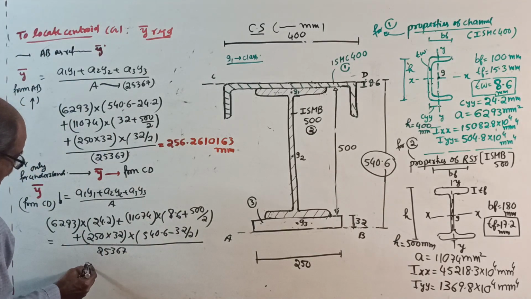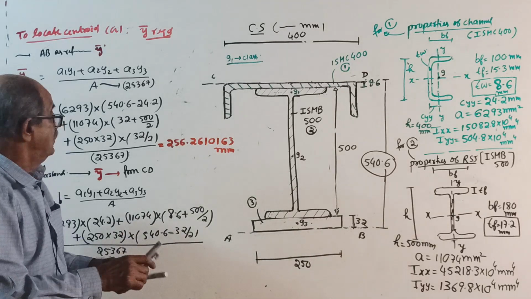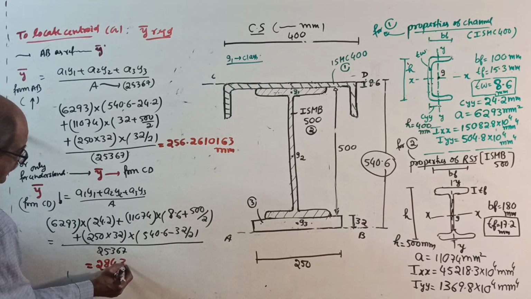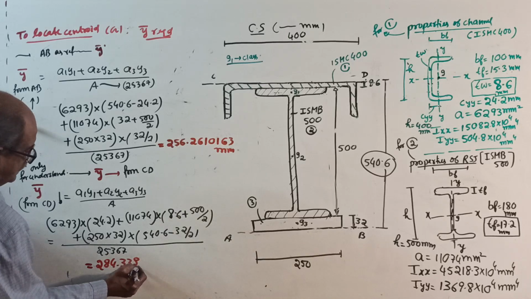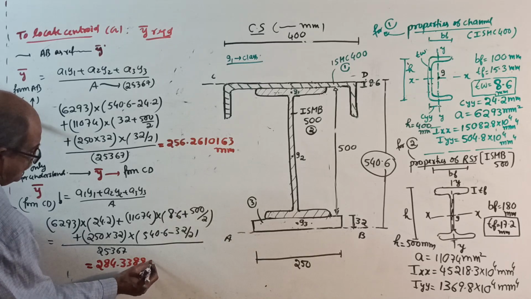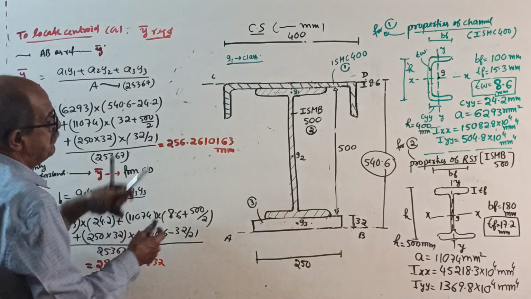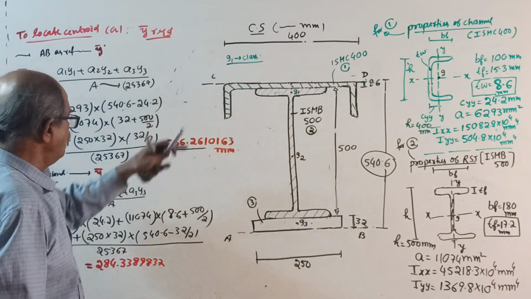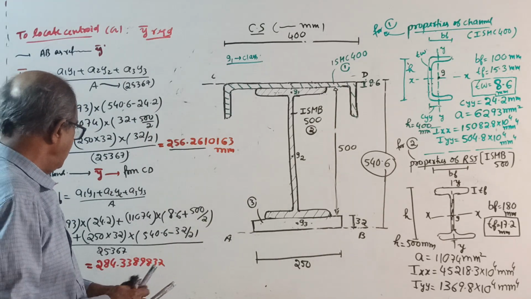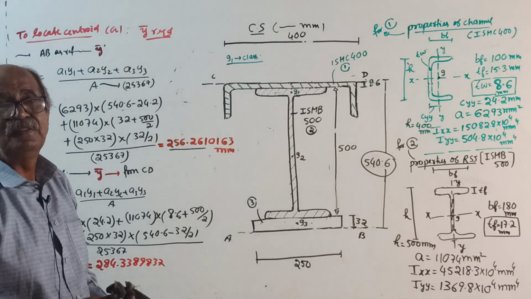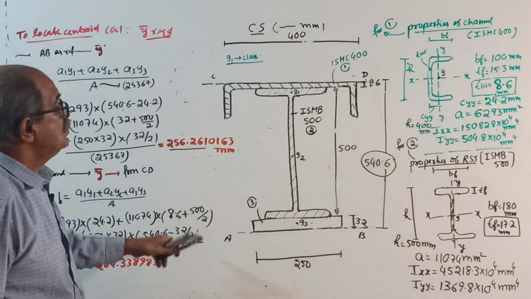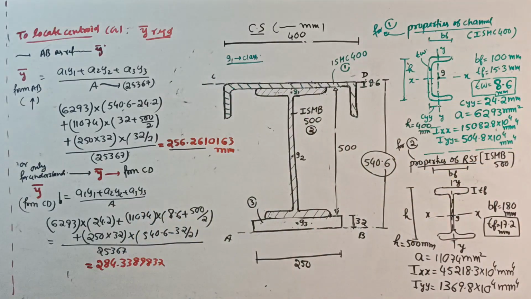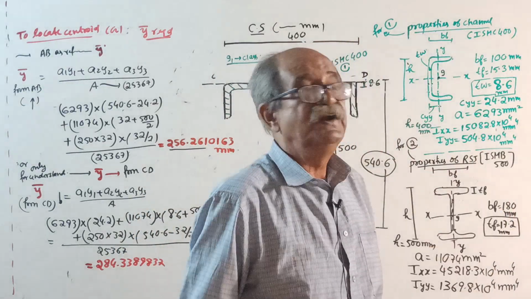I write the answer here. I will calculate the answer and note it down. 284.3389. Okay. From the bottom edge you got 256.2610163. From the top edge you got 284.3389837. You got the answer. Now, if you add these two, you have to get back 540.6. Add it. Check. Yes, it is 540.6.